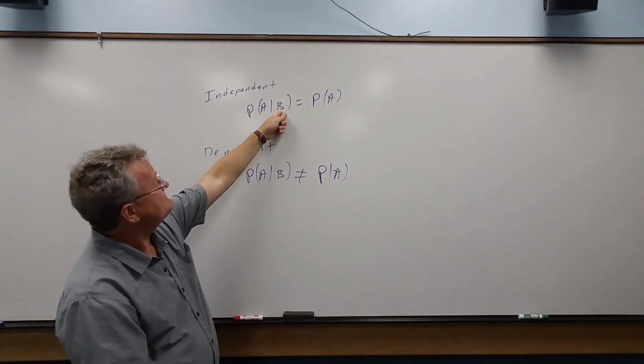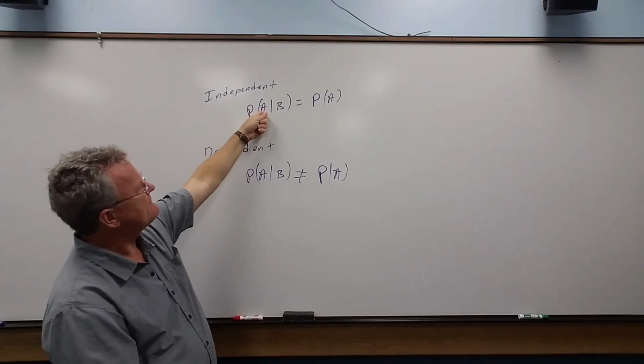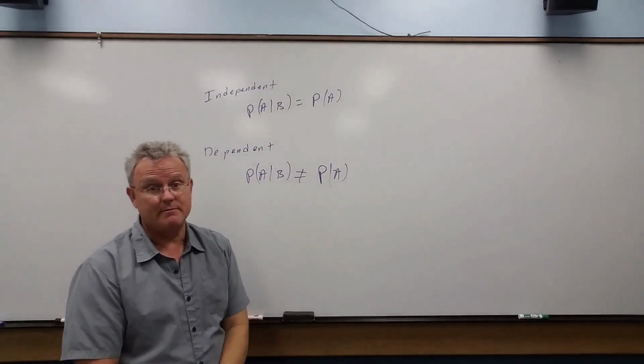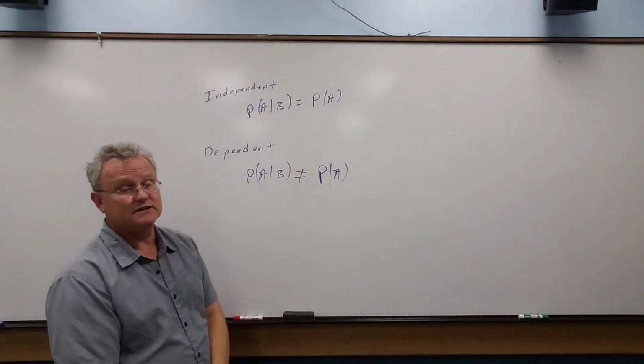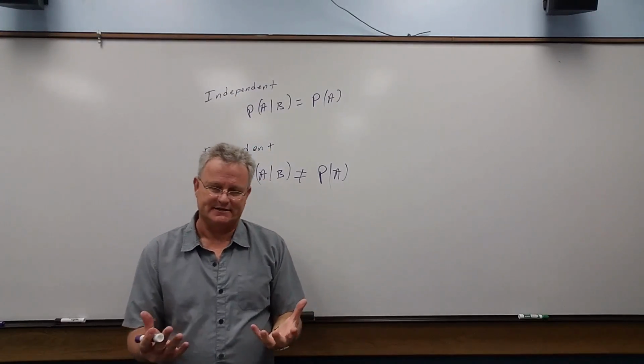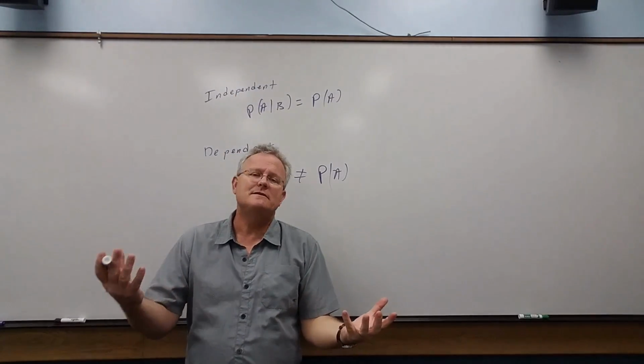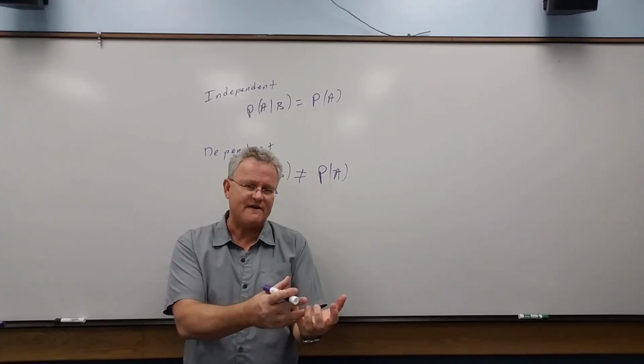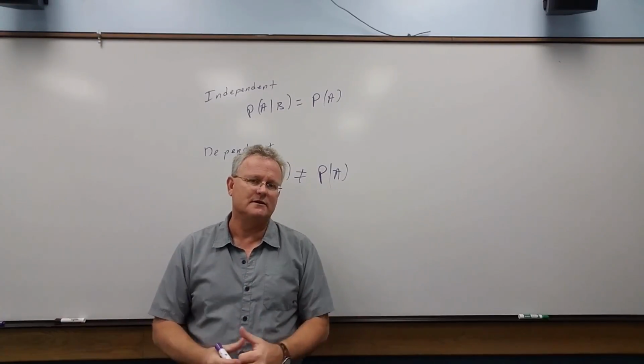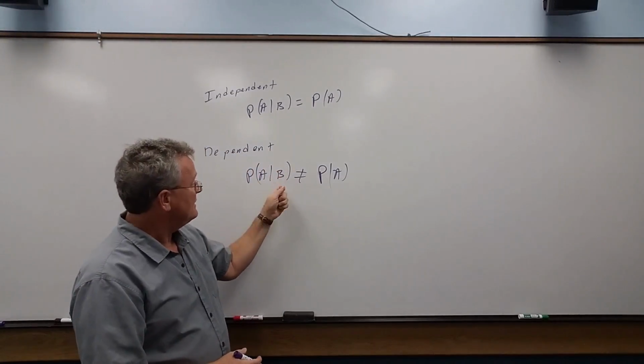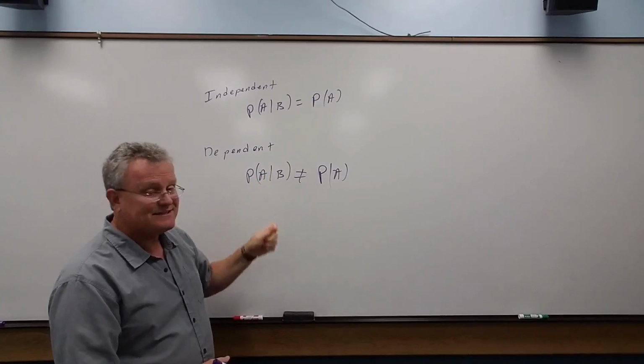Yeah? If this event has no effect on this, then it's going to equal the probability of A, because it doesn't affect it. They're independent, yeah? One is independent of the other. It has no effect on it. They're totally independent. Here, this one affects this one.